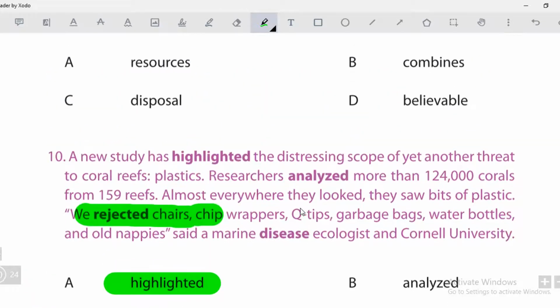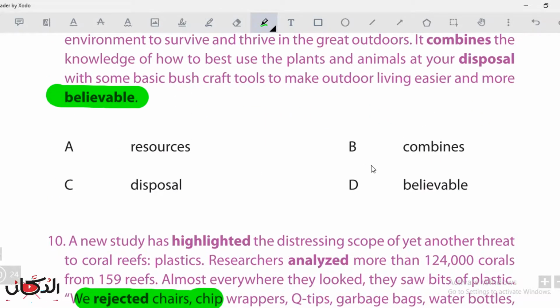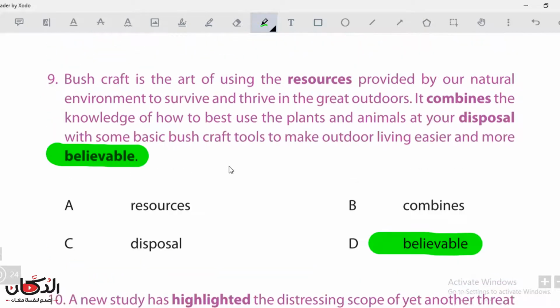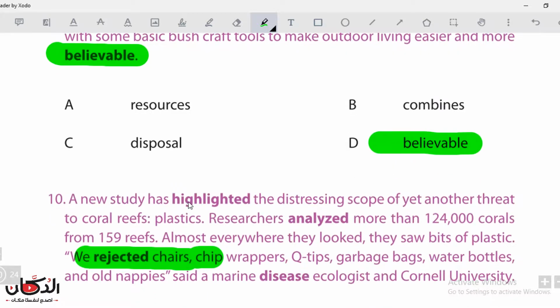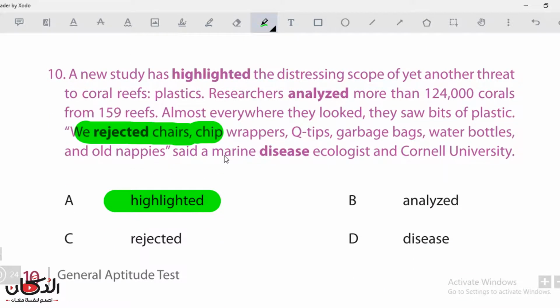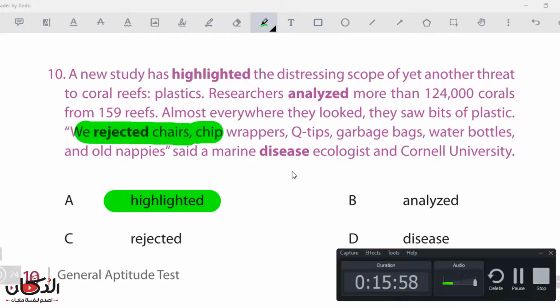So as we have seen in this part, context errors, we look for the word that doesn't fit, that doesn't make sense in that context.